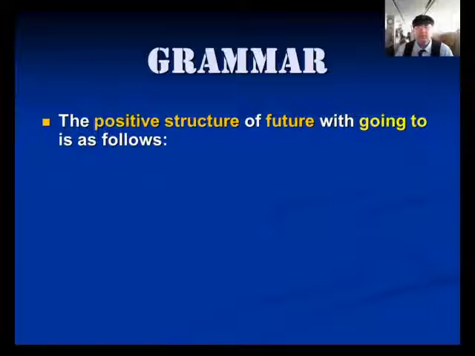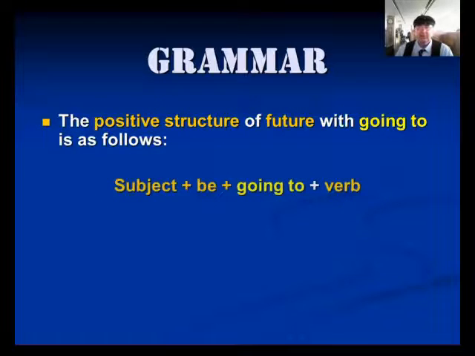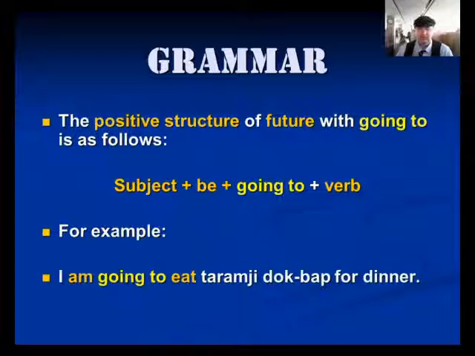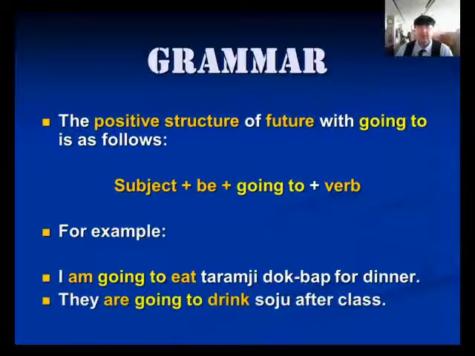The positive structure of future with going to is as follows. Subject plus be plus going to plus verb. For example, I am going to eat taramji dokbap for dinner. They are going to drink soju after class.